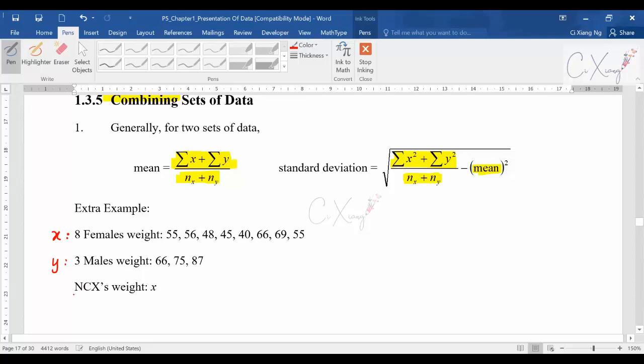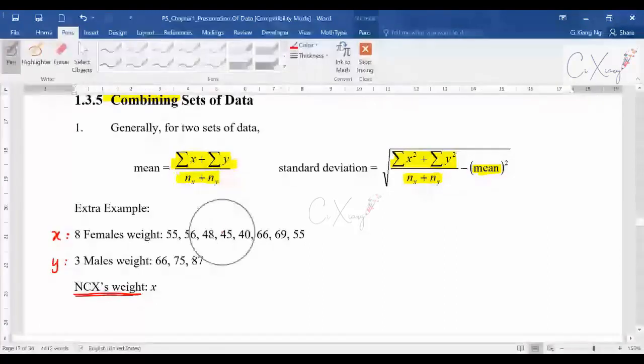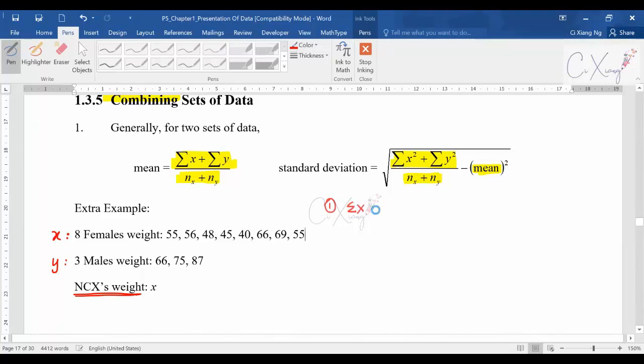For my weight, it is actually one of these. Just that you don't know what my weight is now, but it is actually one of these weights. Now there are a few things I want you to do first. First, please calculate the summation of x for me. Calculate the summation of x squared, and also the summation of y and the summation of y squared.